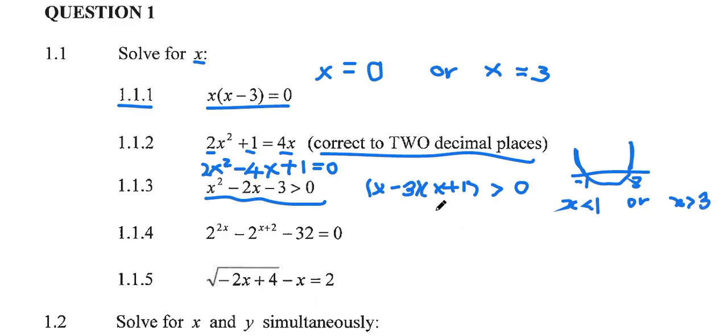We don't simply put the critical values and guess which signs it is. We need to either use a graphical method or a table method.